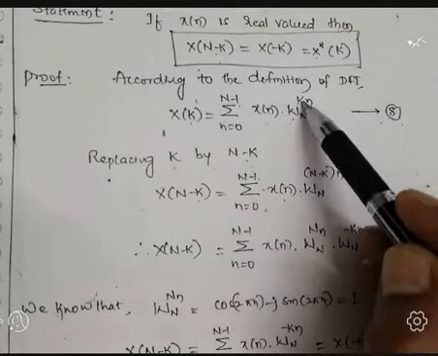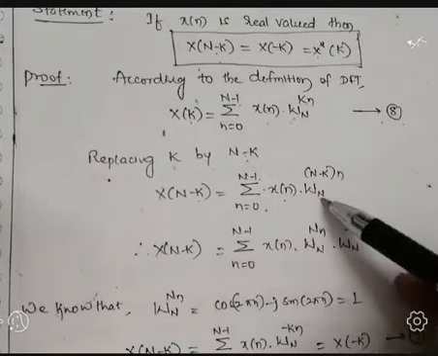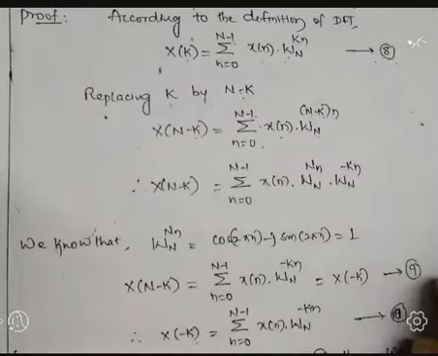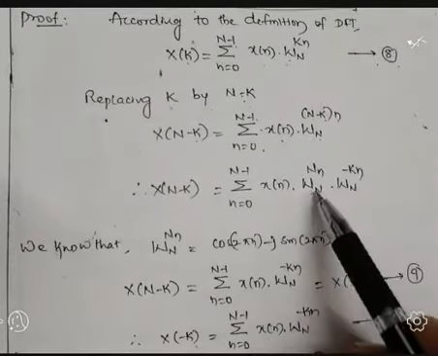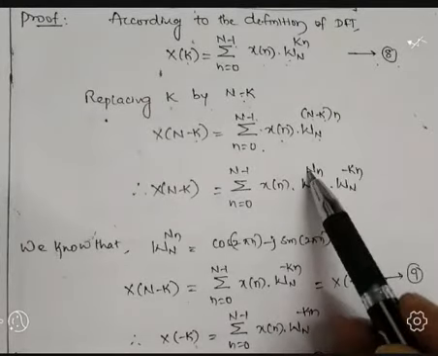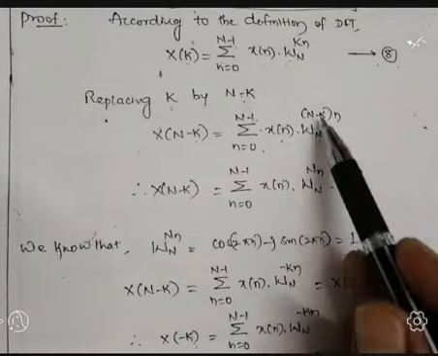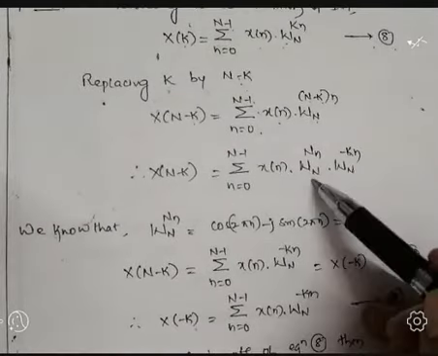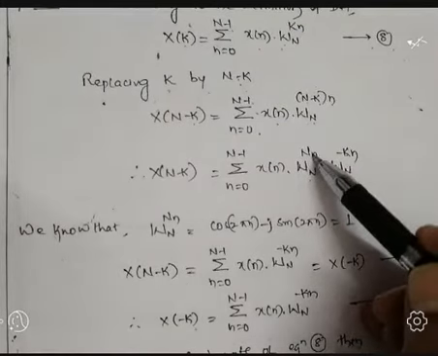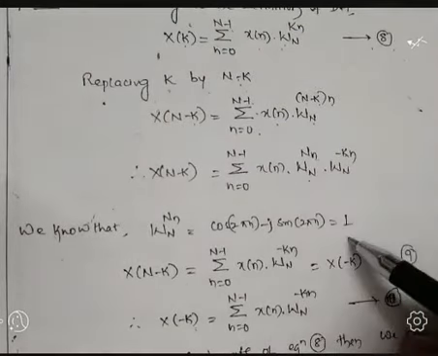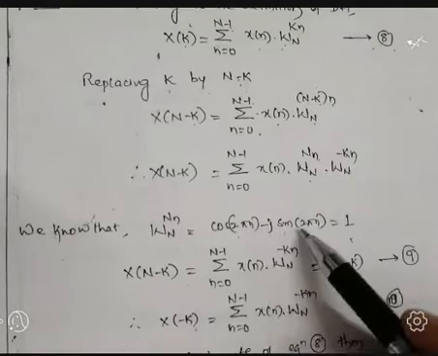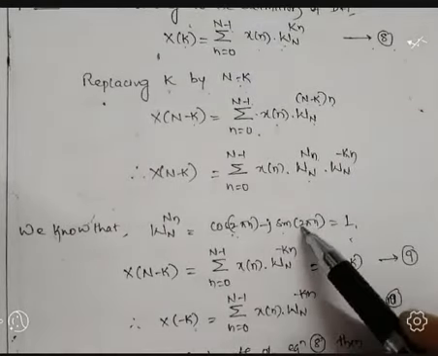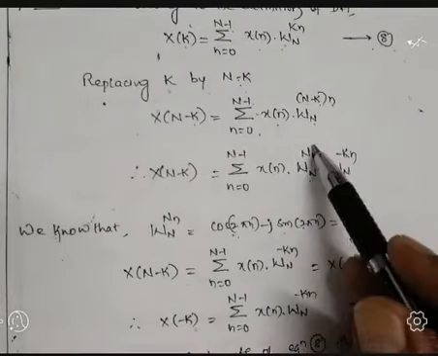This k is replaced by n minus k, W_N to the power (n minus k) into n. Further simplification, I will separate the terms: W_N to the power N into n multiplied by W_N to the power minus k into n. Already we discussed W_N to the power capital N into n is 1. That is cos of 2 pi n minus j sine of 2 pi n is 1. Cos of 2 pi n is 1, sine of 2 pi n is 0. Hence it results in 1. So this is eliminated by 1.